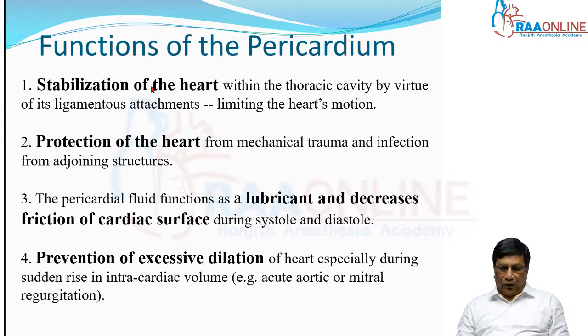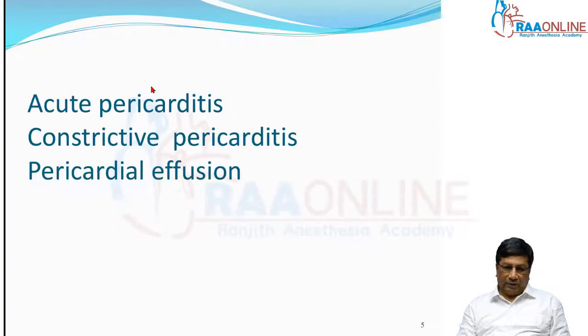Then the 50 ml of fluid in the pericardial cavity acts as a lubricant and decreases the friction of cardiac surfaces. And of course, if you were infusing, let us say, 5 liters of fluid, the heart cannot dilate excessively because there is a pericardial restraint which does not allow the heart to have excessive dilatation.